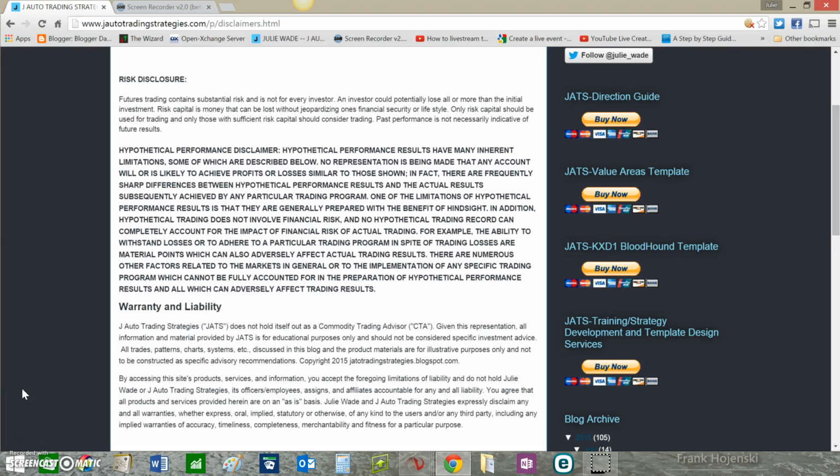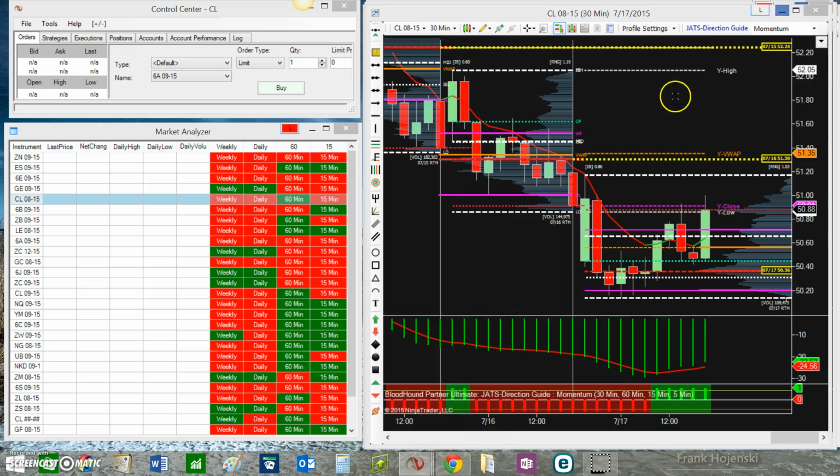Hi, this is Julie, and I want to talk a little bit about market profile generally and how to trade the JATS direction guide, Bloodhound template with market profile. Generally, market profile is not an indicator itself that provides typical buy-sell recommendations. Instead, it is more a decision support tool.